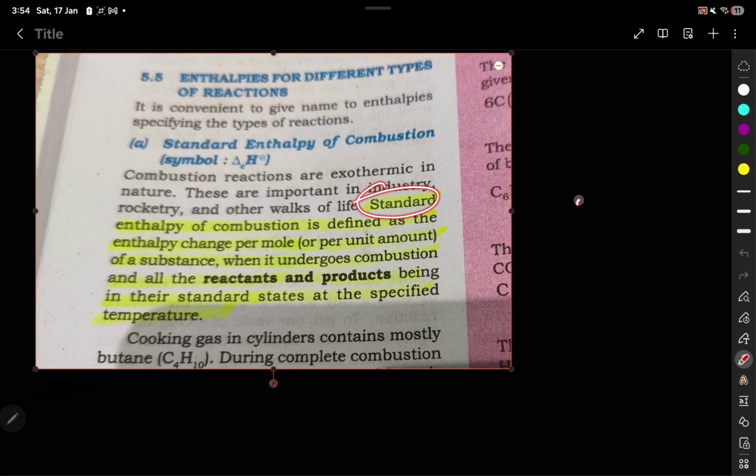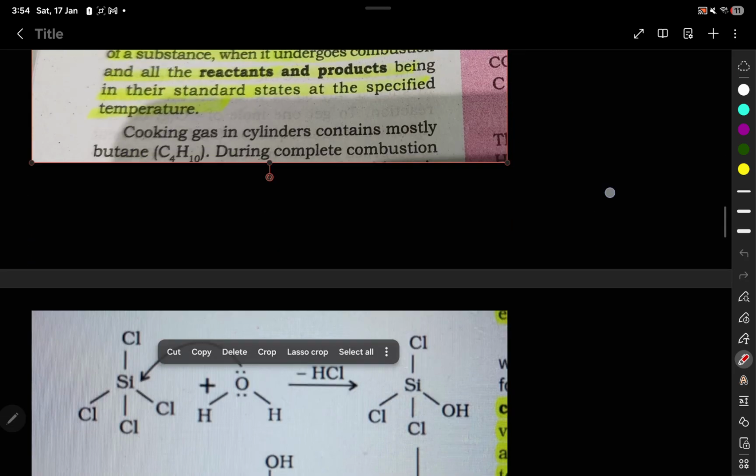Then enthalpies for different types of reactions. This is the definition of enthalpy. I'll be reading it out. Standard enthalpy of combustion is defined as the enthalpy change per mole or unit amount of a substance when it undergoes combustion and all the reactants and products being in the standard state at a specified temperature.